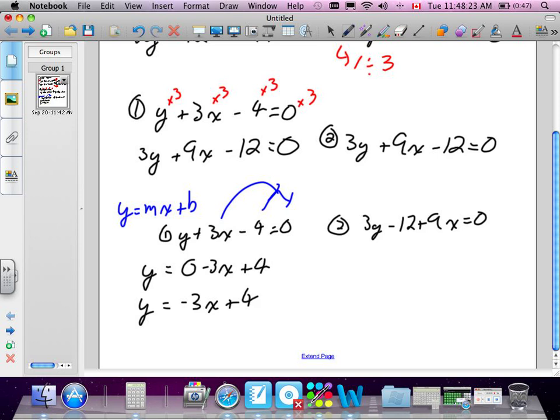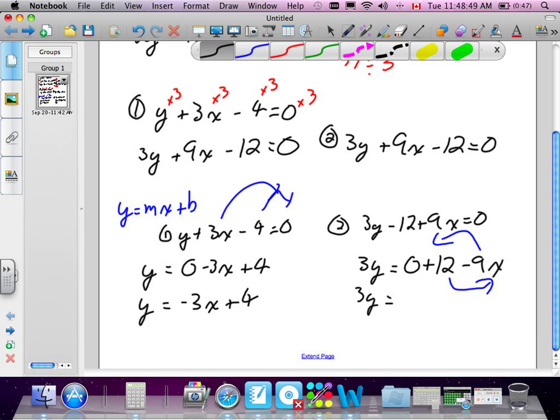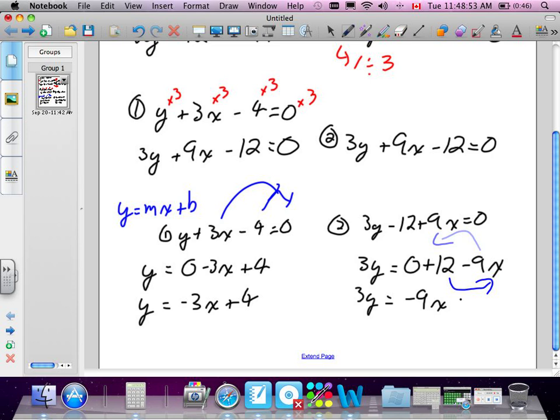On the second equation, I'm going to move my constant to the other side and my x to the other side so that I'm equal to 3y to start. I'll have 3y is equal to 0 plus 12 minus 9x. Okay, we'll equate that. We get 3y is equal to, and I'm going to rearrange the order. I'm going to put the variable first and the constant after, just so it looks similar to equation 1. So I have negative 9x plus 12.